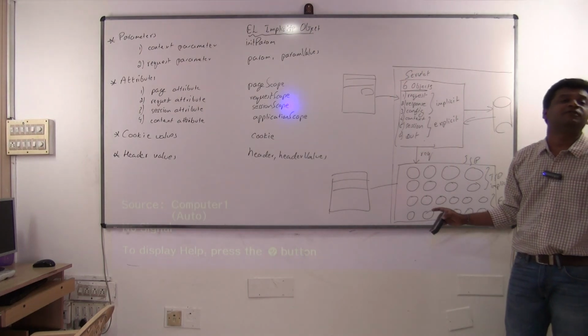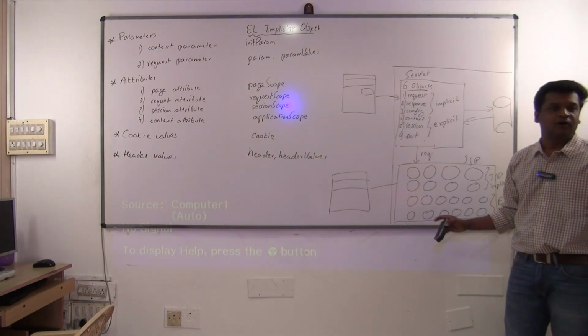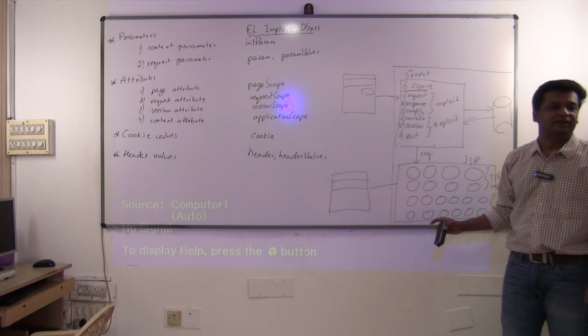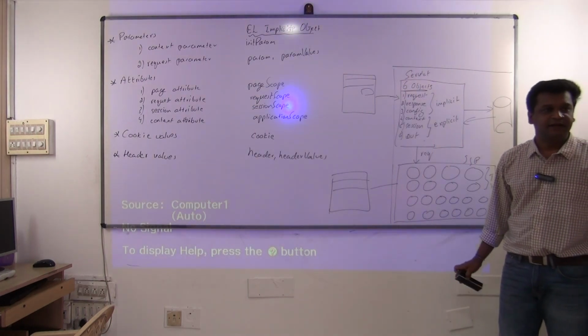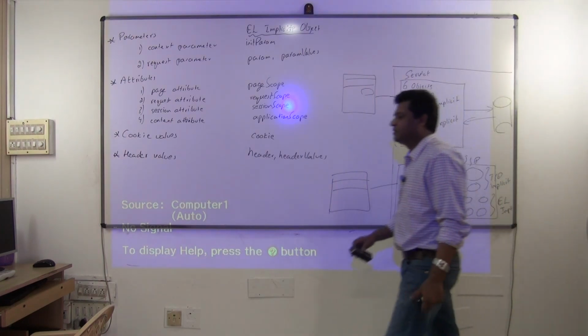So obviously you'll always be using which one now? Either request scope or session scope or application scope. That's it. Practically if you see. Done now? So we'll see some examples now.